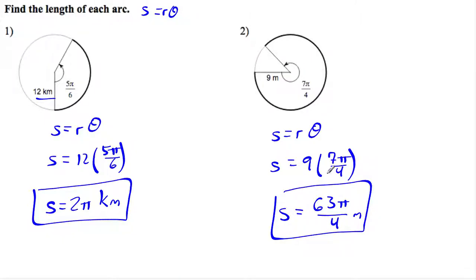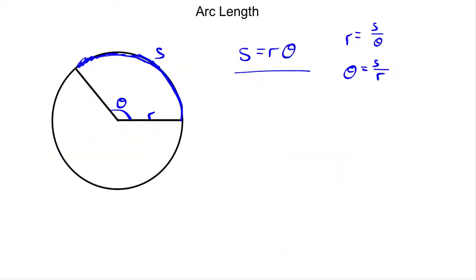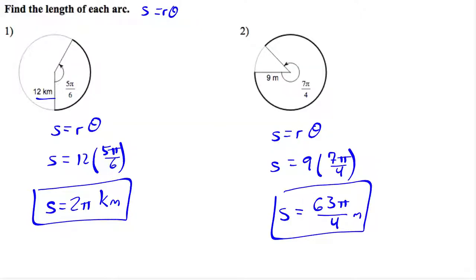Now that's pretty nice and pretty simple. But just be mindful, if they gave us a central angle in degrees, say 300 degrees, we would need to first convert that to radians. So this must be in radians, and that is, of course, the angle theta. And that's how we find arc length, so pretty straightforward.